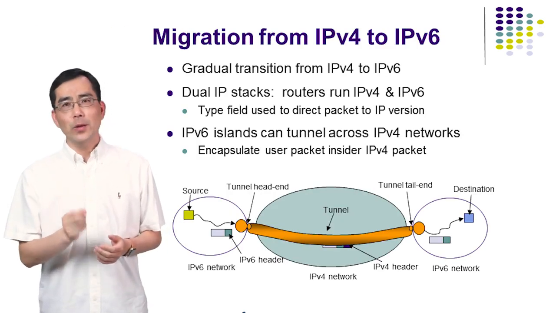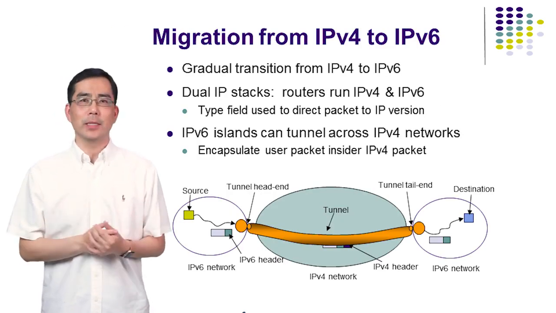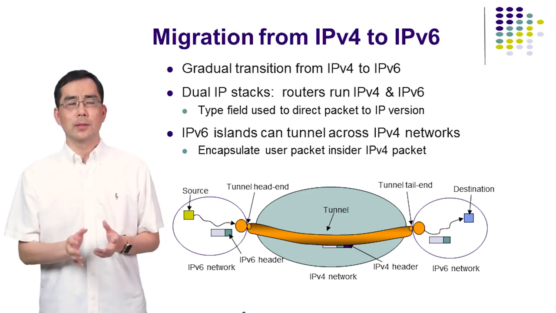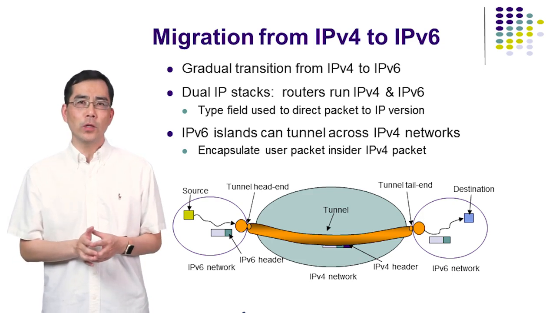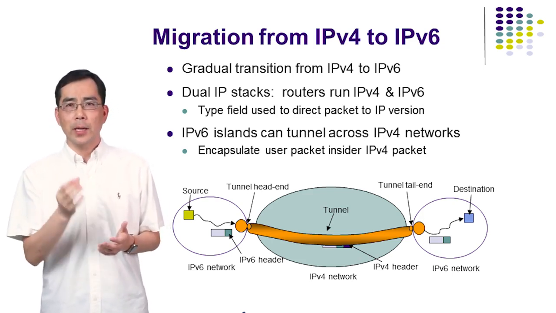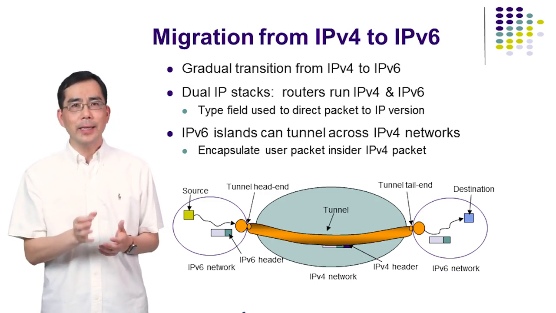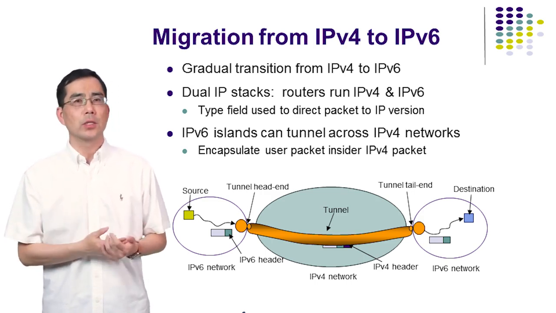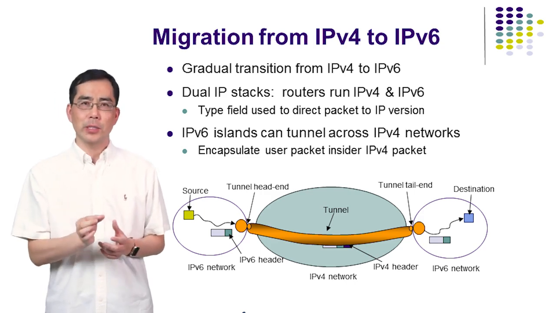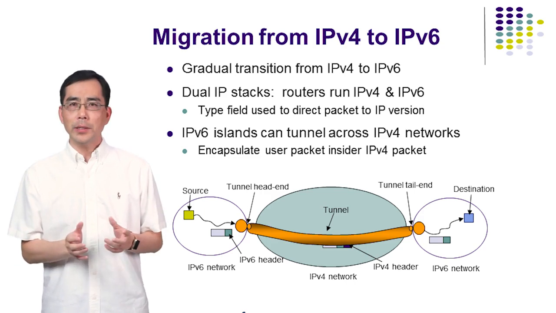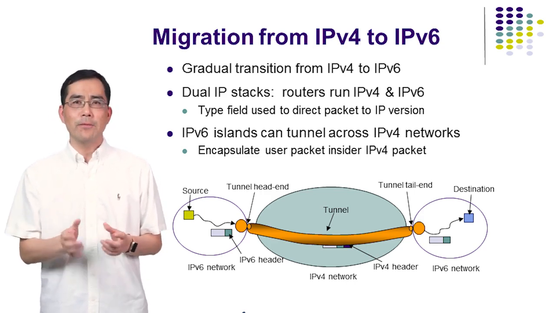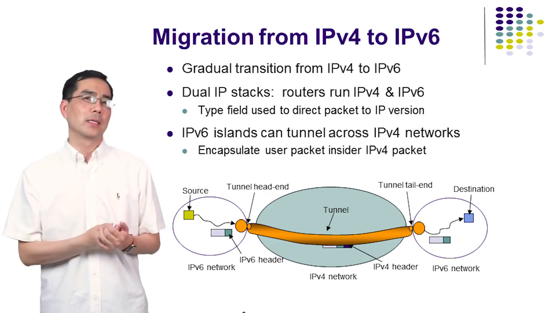Because IPv4 networks and hosts are widely deployed, migration issues need to be resolved to ensure that the transition from IPv4 to IPv6 is smooth. Current solutions are mainly based on the dual IP layer or dual stack approach, whereby both IPv4 and IPv6 functions are present. Routers support both IPv4 and IPv6 protocols and can forward both types of packets.